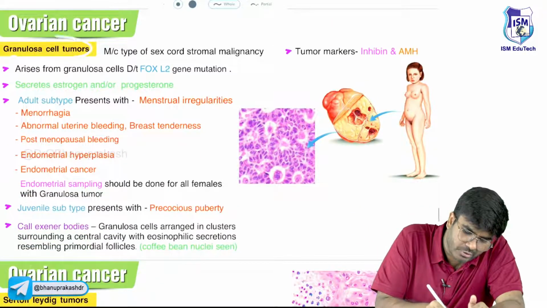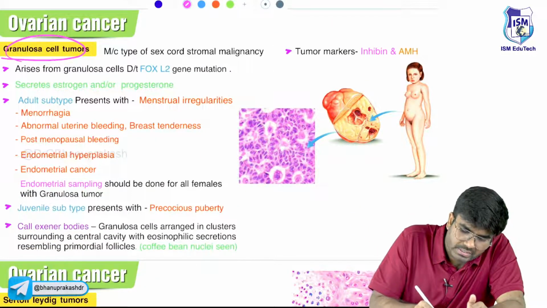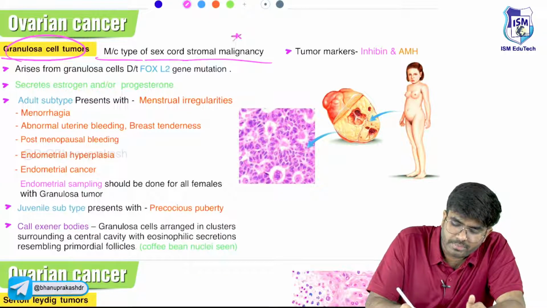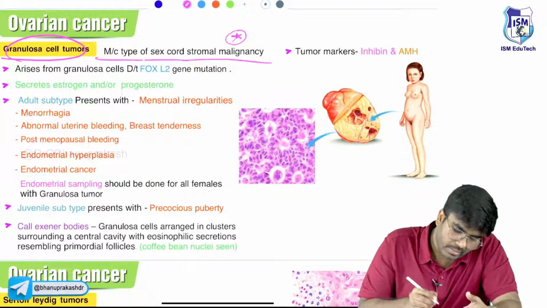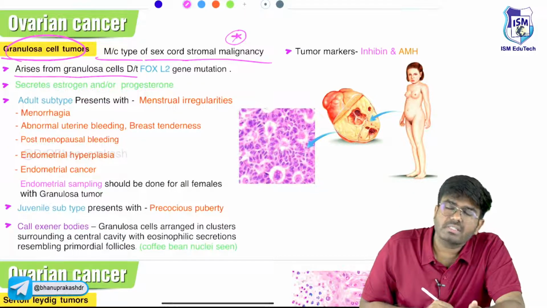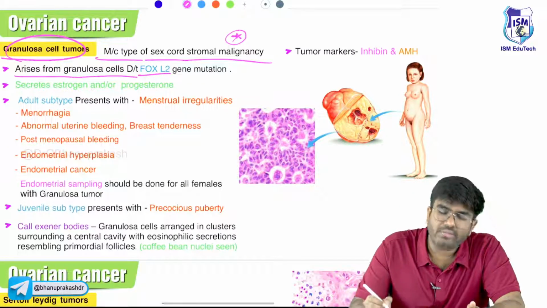So for granulosa cell tumor, what are the important points you should know? It's the most common type of sex cord stromal tumor. It arises from granulosa cells because of the FOXL2 gene mutation.